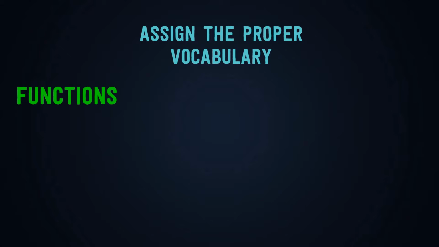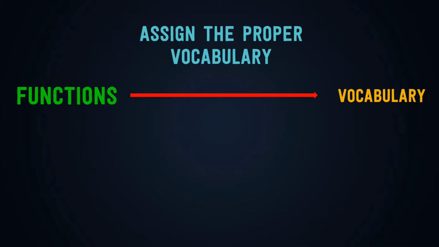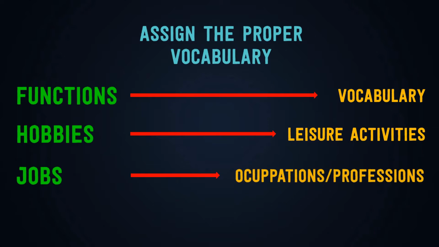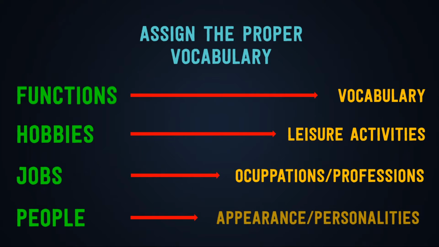If you have identified the functions, assigning the vocabulary, or giving the right words to use in that structure, is an easy task. For example, if you want to talk about hobbies, then the vocabulary would be leisure activities. Or if you want to talk about jobs, then your vocabulary would be occupations and professions. If you want to talk about people, one of the things you can work with in vocabulary would be physical appearance. It could be personality adjectives, characteristics to describe. That's how you assign the vocabulary properly. It's the easiest of the three.